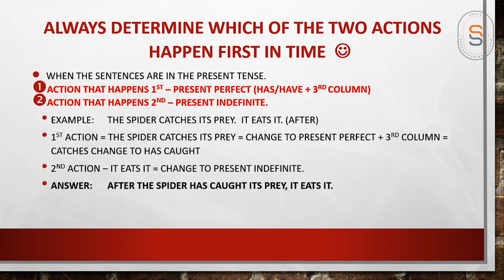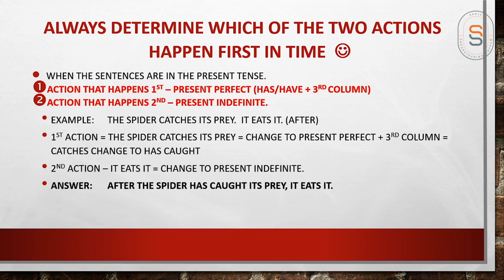Step two, determine in which tense this sentence is. If it's in the present tense, you need to remember your first action is always in the present perfect tense. If you remember the previous lesson, present perfect always has and have. Has for singular, have for plural.